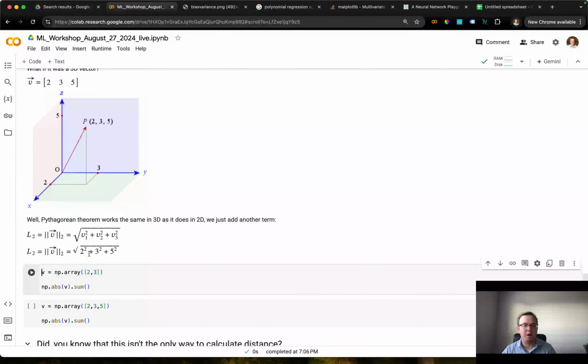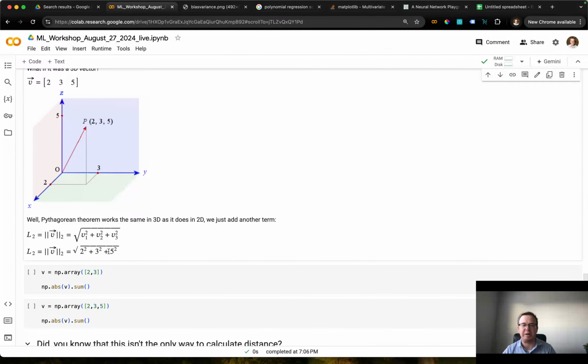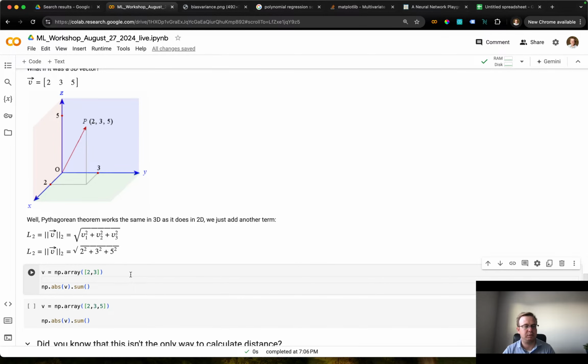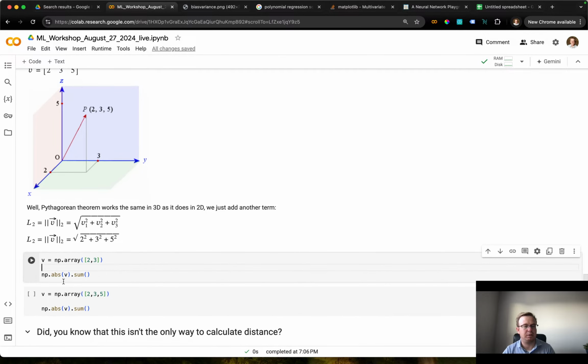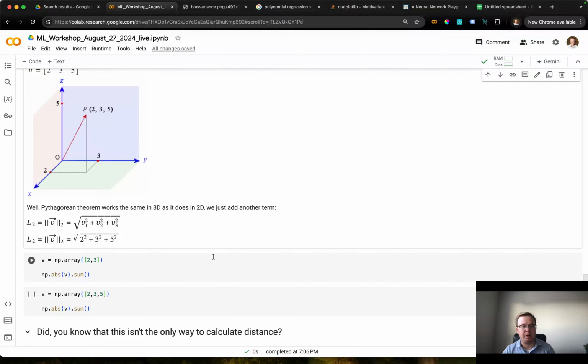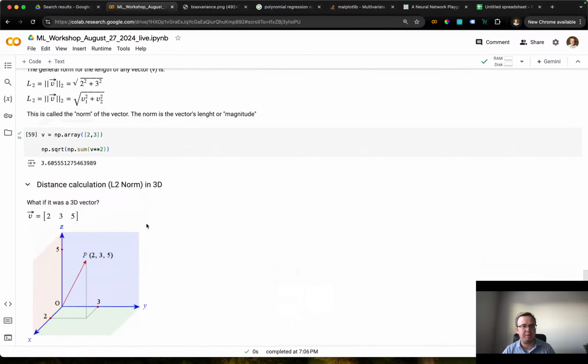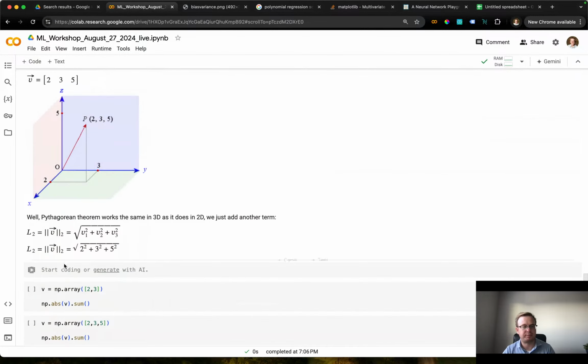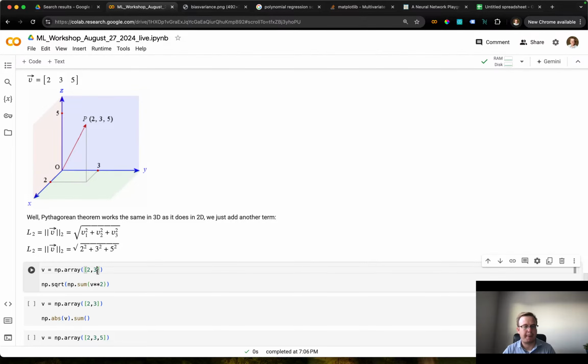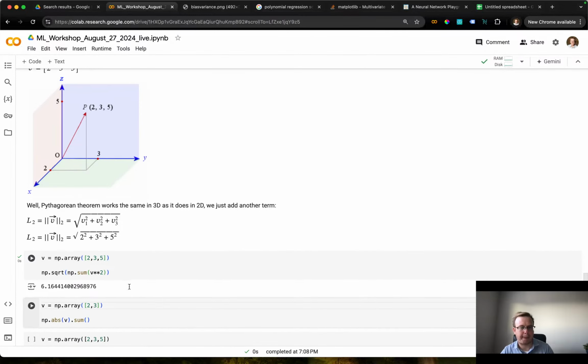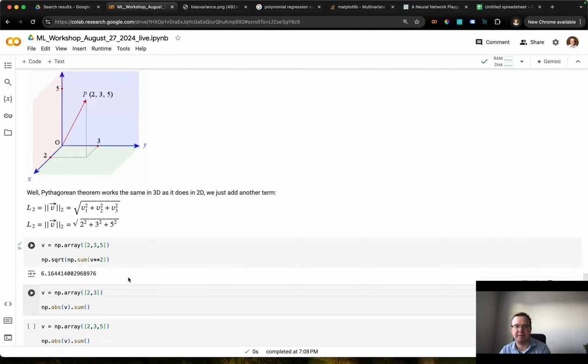Okay, so 2 squared plus 3 squared plus 5 squared is 4 plus 9 plus 25, which is 38. 4 plus 9 is 13 plus 25. Yeah, it's 38. The square root of 38 is, drum roll. Wait for it, drum roll. About 6.16. That's the square root of 38, right?